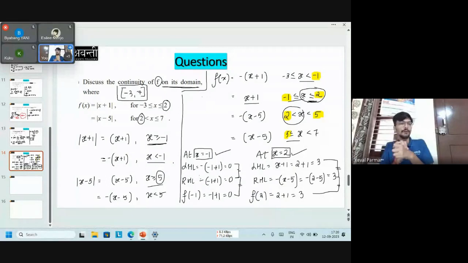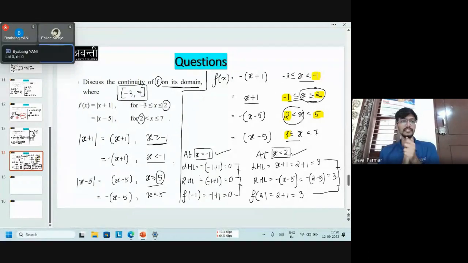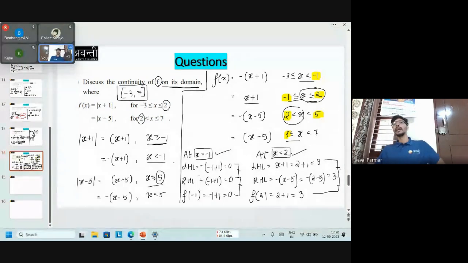So, that was all for continuity from my side. If you have any doubts, you can always ask, or you can bring them to the next class. LHL will be 0, RHL will be 0. Super. So all the values are 0. That means the function is continuous at 0. At all the points it is continuous. Therefore, it is continuous in its domain.